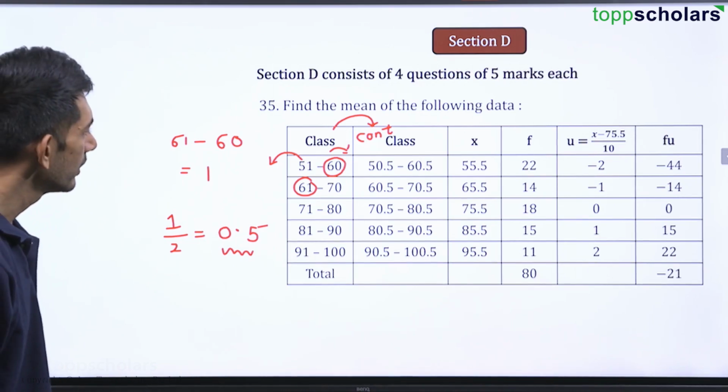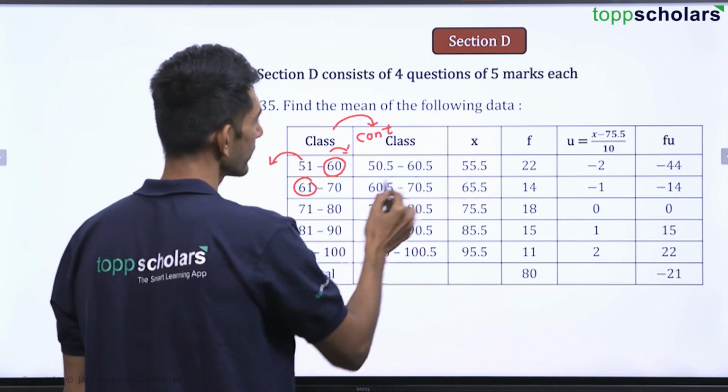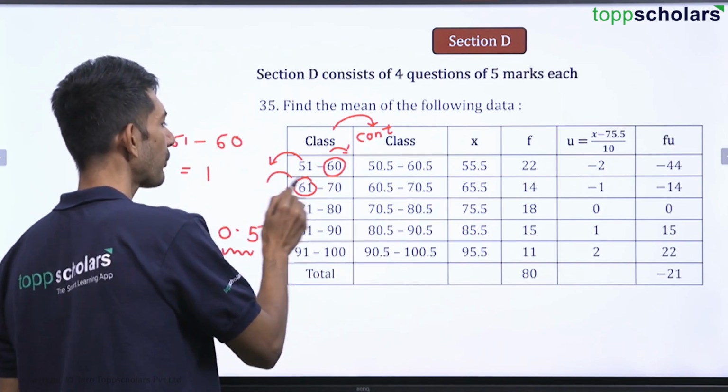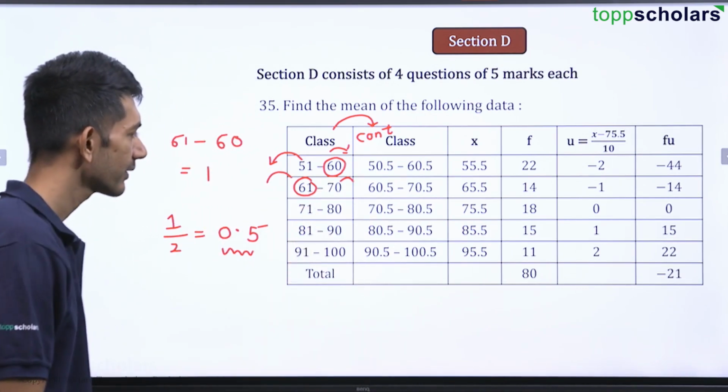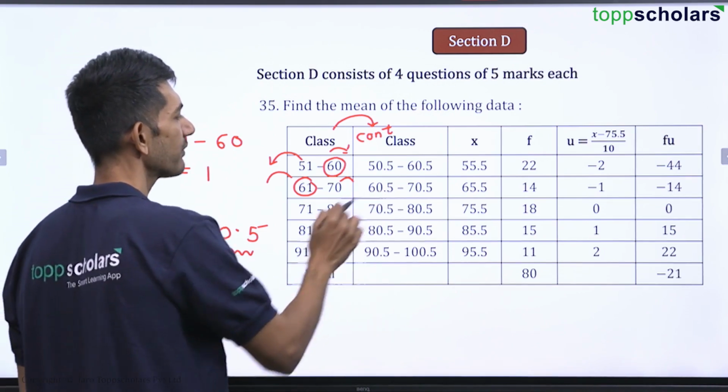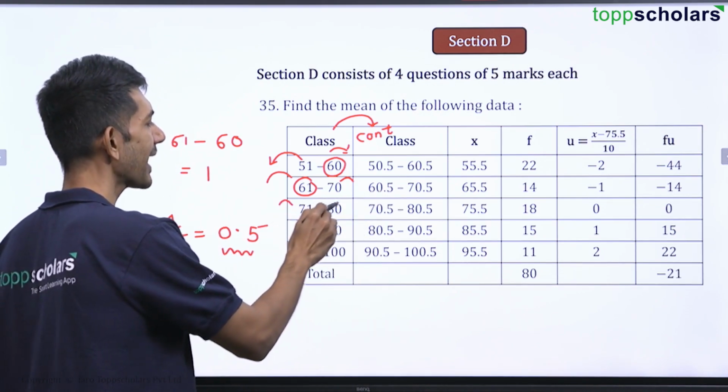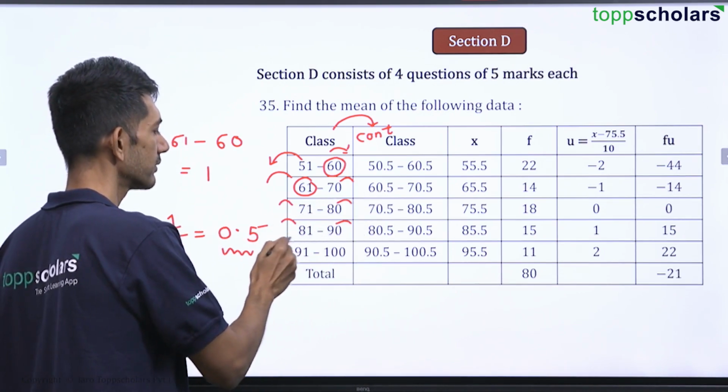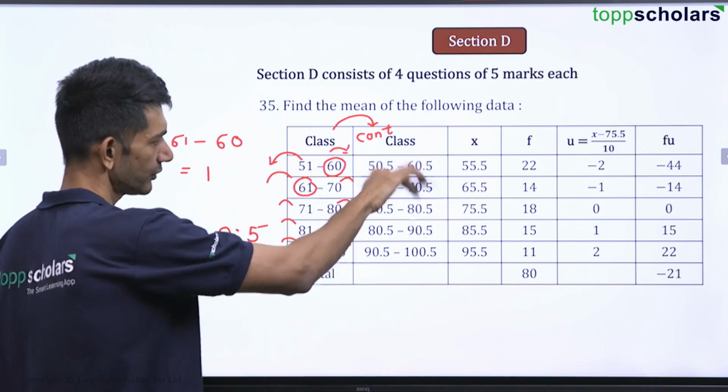What do you get? You get 50.5 to 60.5. You subtract 0.5 here, add 0.5 here. You get 60.5 to 70.5. Subtract, add, subtract, add, subtract, add. This is what you get.